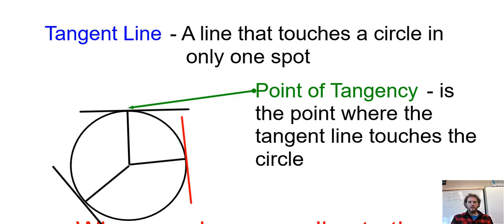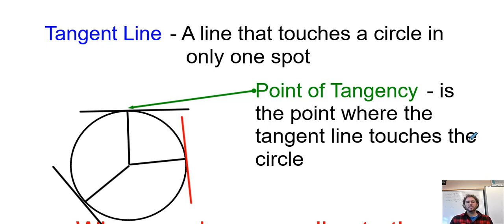Today we'll be continuing with our circle geometry unit, and we will be talking about tangent lines and how we make some calculations using tangent lines. So, what is a tangent line? Well, a tangent line is a line that touches a circle in exactly one spot.